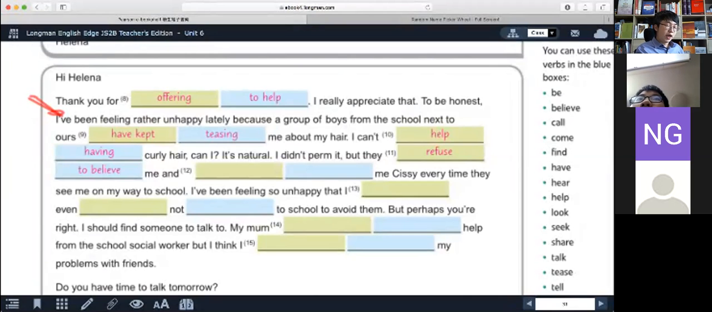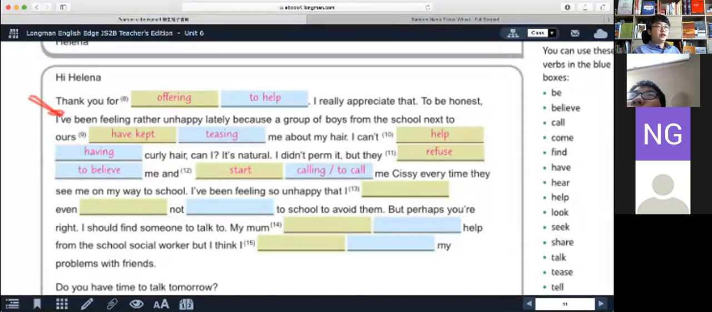And then what? They start calling me sissy every time they see me on my way to school. So after start, we can use both gerund and to-infinitive, because you cannot see this word in the first two columns of the appendix in your book. Okay, let me move on.